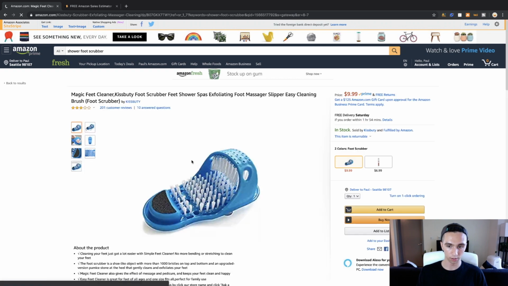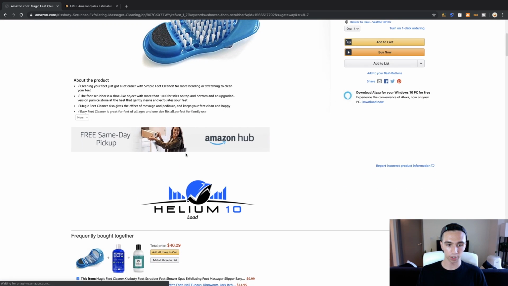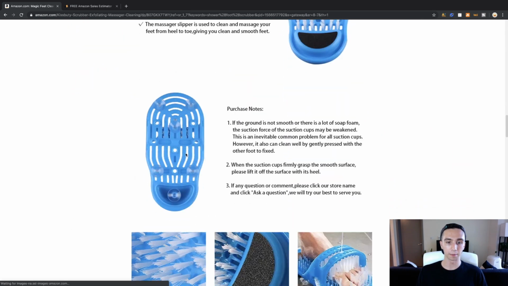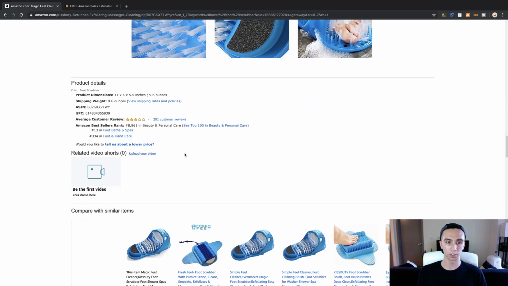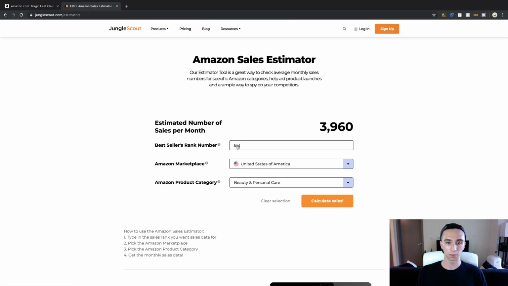We'll use this one. And let's actually go figure out how many sales they're making per month, so we understand the fundamentals of what this tool is doing. They're ranked 8,861 in beauty and personal care, 8,861 in the same category, obviously. So they're doing 870 sales per month.